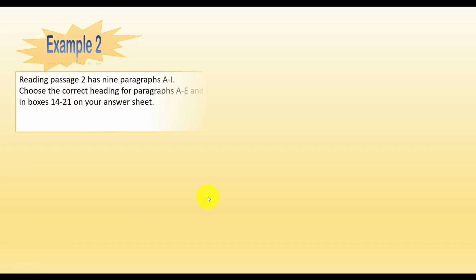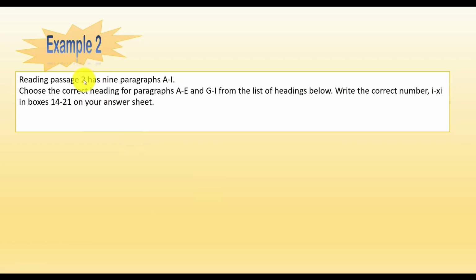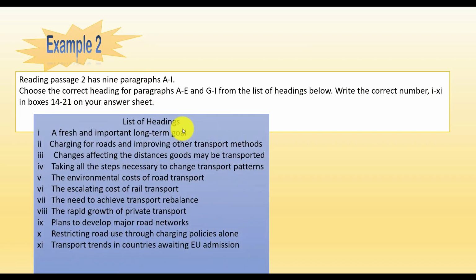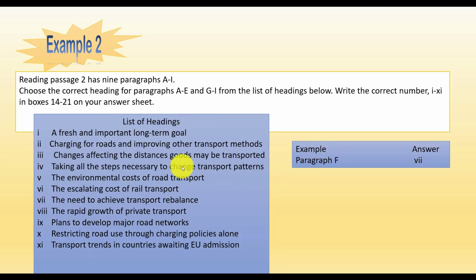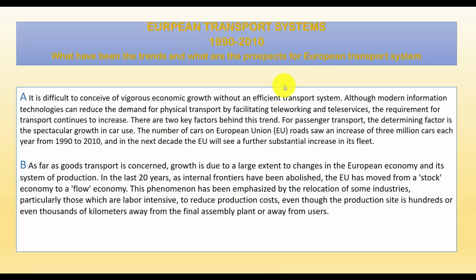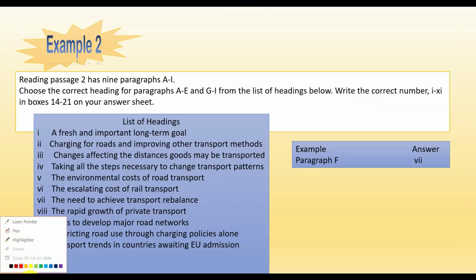Now let's go to our second example. Example number 2. Reading again, we have reading passage 2 and 9 paragraphs. These are our list of headings, and I'm going to highlight and select my keywords. But before doing that, I'm going to look at the title to just know what the passage is about. Okay, the passage is about a European transport system, and that's enough for me. It's about transport. Now let me turn on my highlighter and select our keywords.